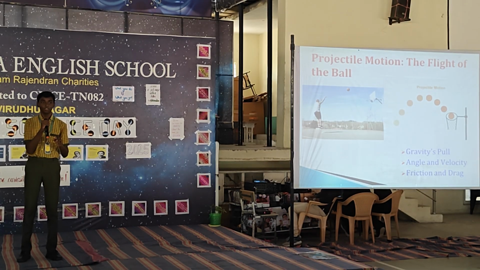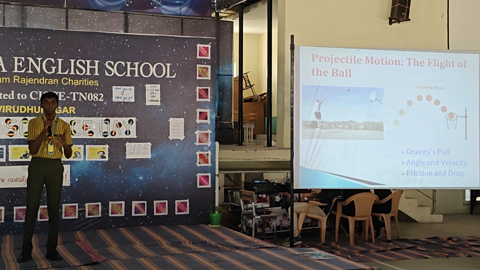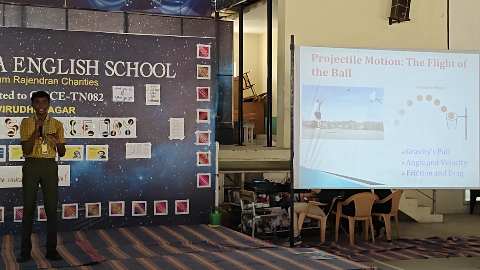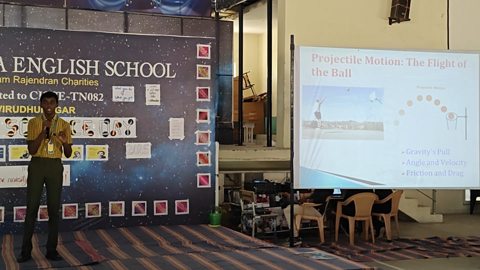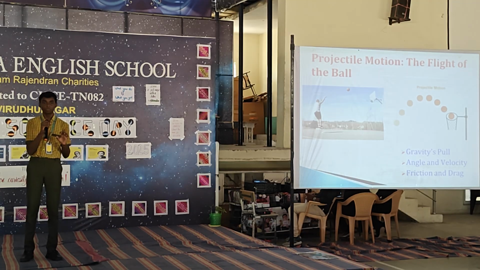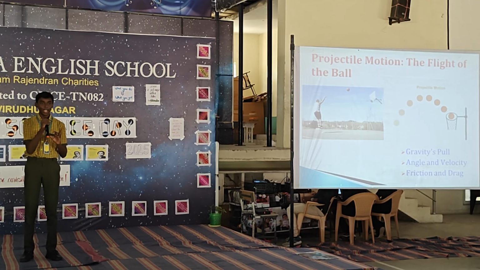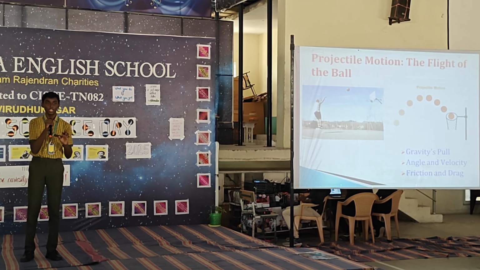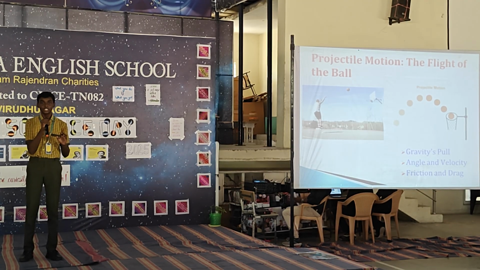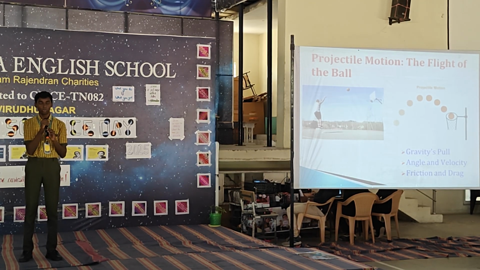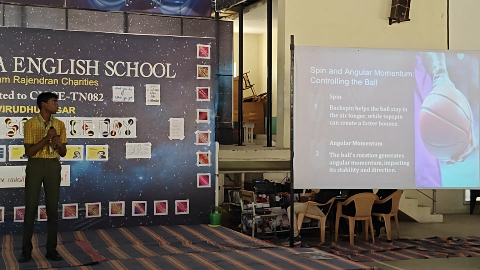Projectile motion, the weight of the ball. When the player takes a shot, the ball follows a curved path. This is a great example of projectile motion. The factors affecting it: the gravity pull. We all know that gravity is a downward force which pulls down the ball, and the angle and velocity. The angle and speed affect whether the ball reaches the hoop or not. And friction and air resistance slow down the ball speed.